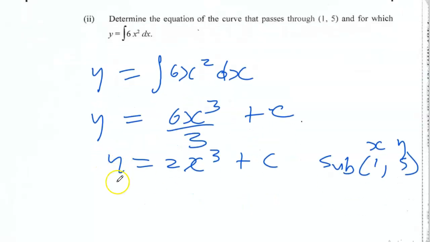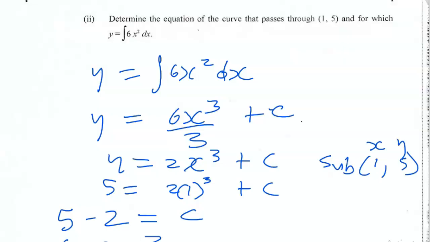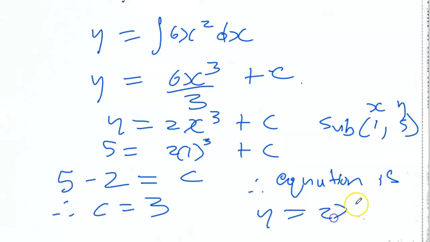So replace the y with 5. Replace x with 1, so 2 times 1 cubed plus c. And 1 cubed is 1, so to find the value of c it's 5 minus 2. So therefore the value of c is 3. Right? C is equal to 3. So therefore the equation is y equals 2x cubed plus c, which is positive 3. And that's the end of the paper.